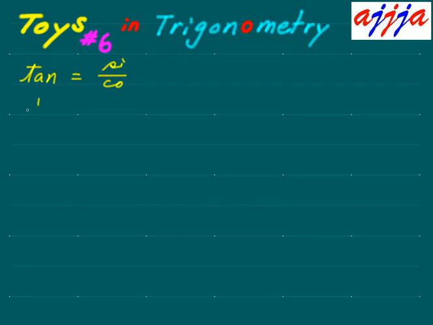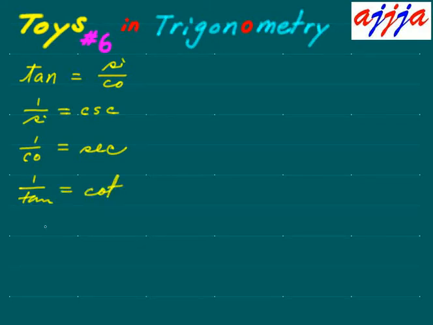Okay, what about this one? What is the opposite of sine? That means 1 over sine equals cosecant, right? What about 1 over cosine? That's secant. What is 1 over tangent? Very simple, cotangent, right? Do you still remember this rule? Sine squared plus cosine squared is 1.